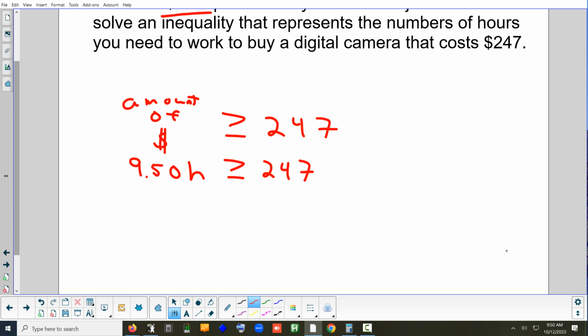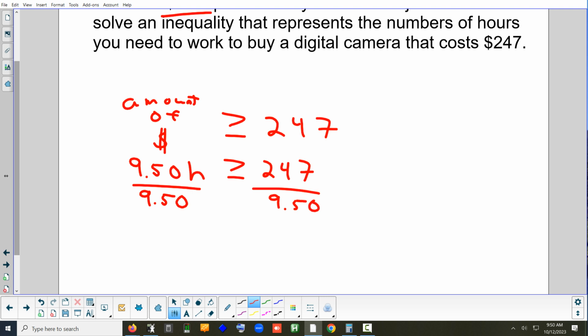Okay, H isn't by itself, so we have to get it alone. What number is next to H that we don't want? 9.50. The 9.50, yeah, we got to get rid of that. And what operation do you do on both sides to get rid of it? Divide. Yeah, divide. And what would you divide by? 9.50. If you do 9.5, is that the same thing? Yes. It's the same thing. We just put the 0 because we're dealing with money. That's all.